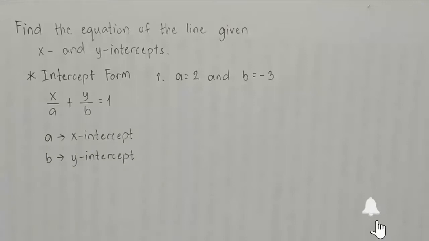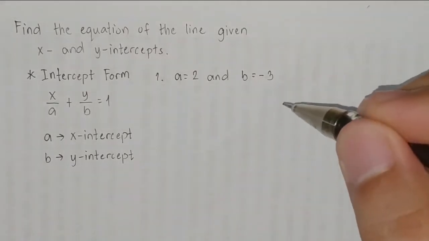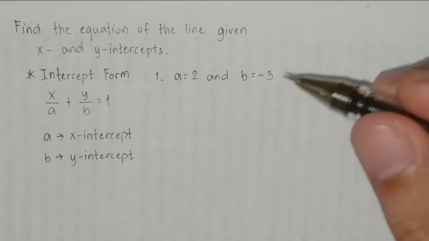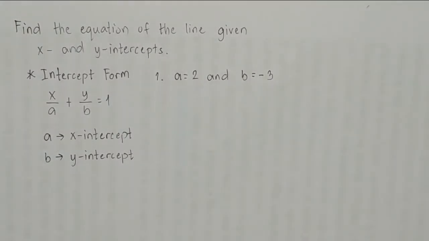Find the equation of the line given x and y intercepts. So we are going to use the intercept form wherein we have x over a plus y over b is equal to 1, where a is our x-intercept and b is our y-intercept. So let's say for number 1, we have a y-intercept of negative 3 and an x-intercept of 2.